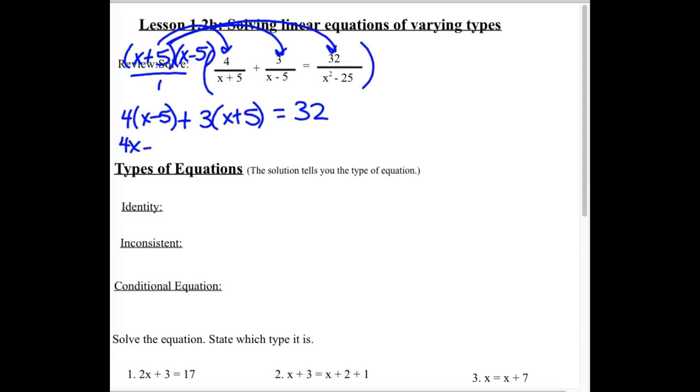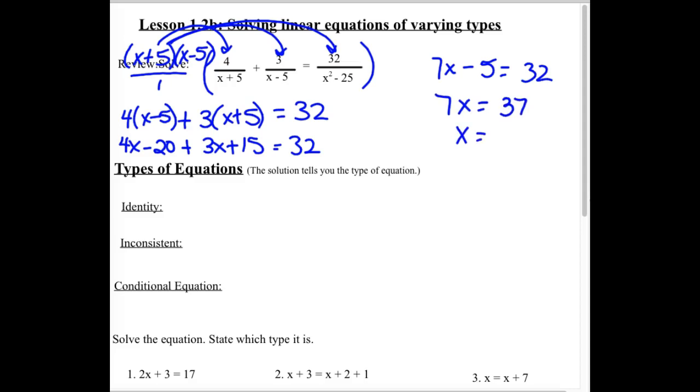Distributing, we've got 4x minus 20 plus 3x plus 15 equals 32. Combining like terms on the left-hand side, we get 7x minus 5. And then we simply have to add the 5 over and divide out our 7. Okay? Remember last week we talked about putting that in those set brackets? So our solution set is just the set containing 37/7.